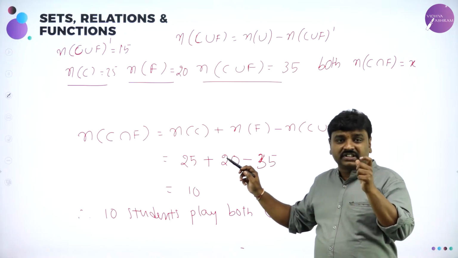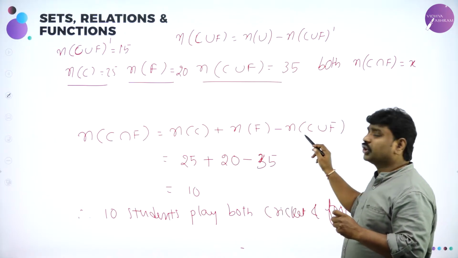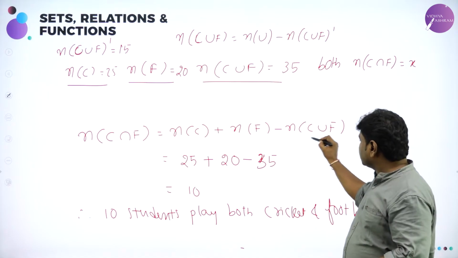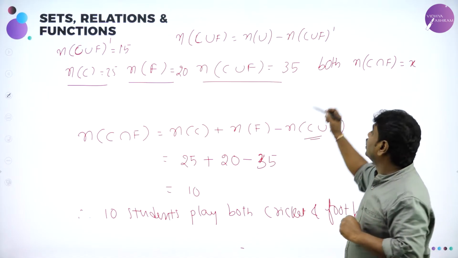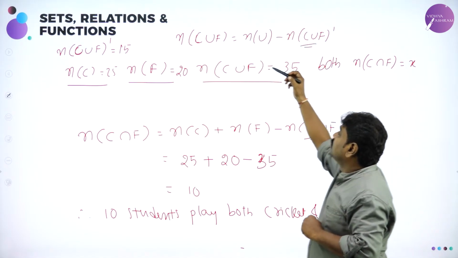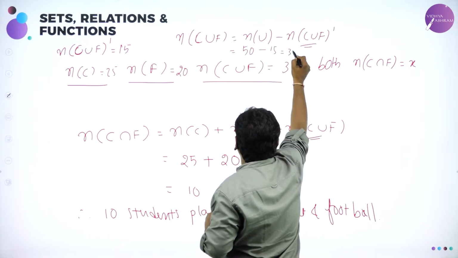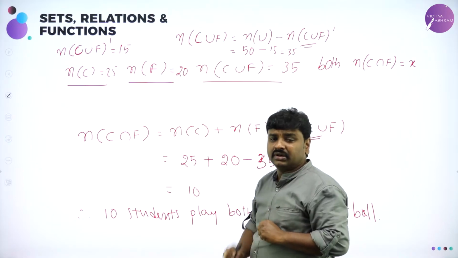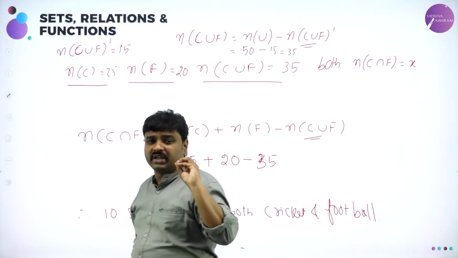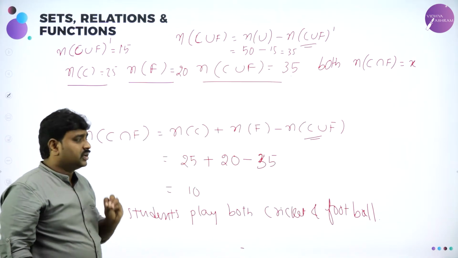If you want the intersection, add all and subtract the union. And this union was not given directly. They gave the complement. So we found this was 50 and this was 15. 50 minus 15 gave you 35. That is how we got this. I hope all of you understood this. Plain, clear and simple, and we have done it.